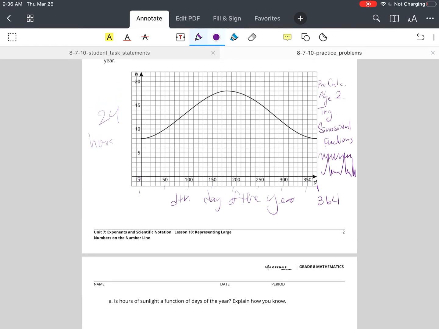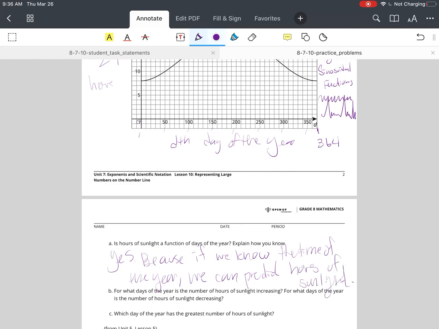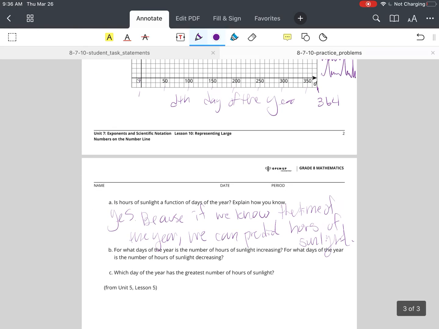Is hours of sunlight a function of the days of the year? Yes. Because if we know the time of the year, we can predict hours of sunlight. It's a lot easier to say, hey, we're in May, how many hours of sunlight are we going to get? That's easy because we know where the sun is. But if I were to tell you, hey, we had 12 hours of sunlight, do you know what day it is? No, we don't.